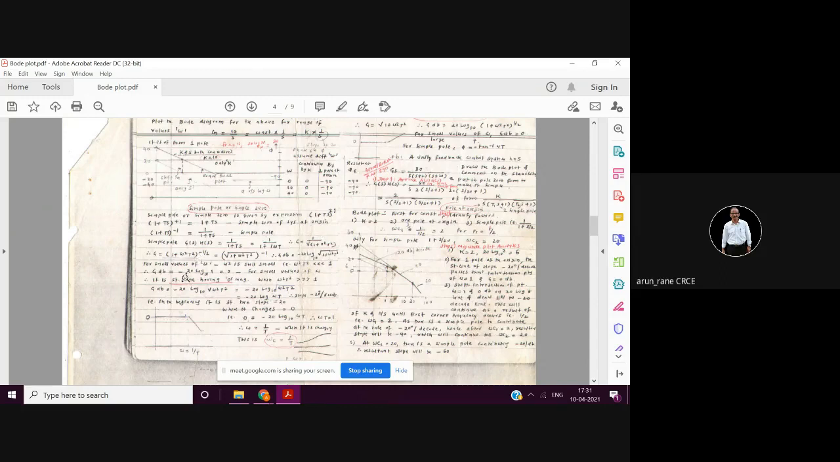Alright, or we can write it like this, under root of this and minus 1. Okay, now G in decibel is what? 20 log of this, and the minus 1 that we are taking over here. So G in decibel will be minus 20 log of root of 1 plus omega square T square. Is this clear? G in decibel.